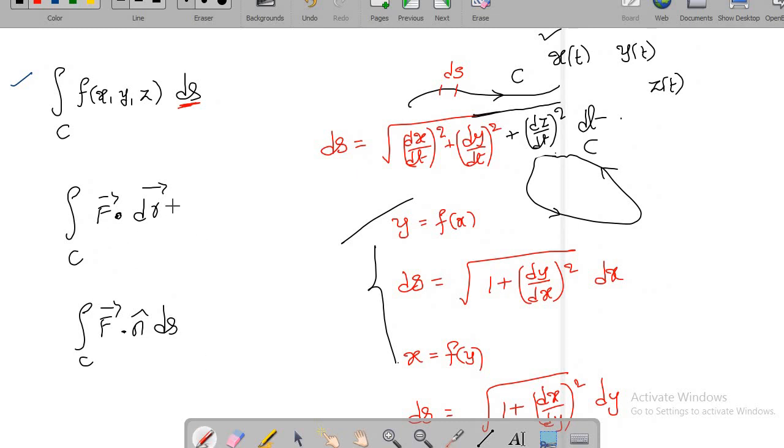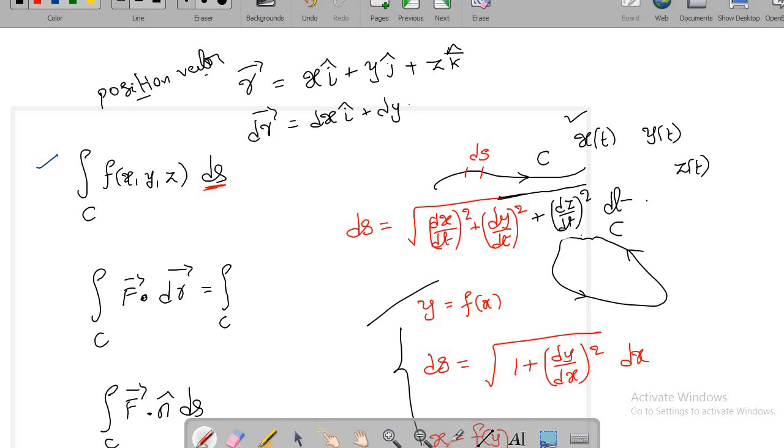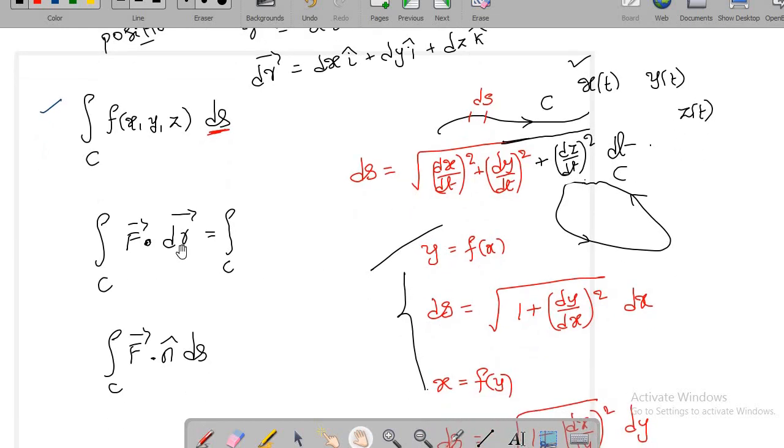But look at the second one. You can directly write it like this: integral along c. R bar is nothing but a position vector, which will be written as xi plus yj plus zk, because it represents the position of this element x, y, z. Now dr bar, its derivative, is nothing but dxi plus dyj plus dzk. So now in place of dr, you can write dx, dy, dz, and in place of f bar, you can write f1i plus f2j plus f3k.